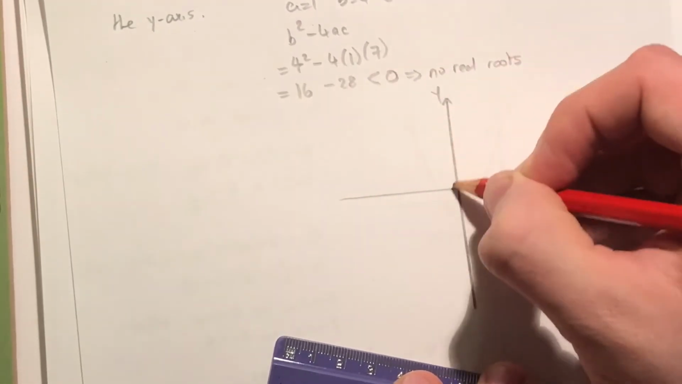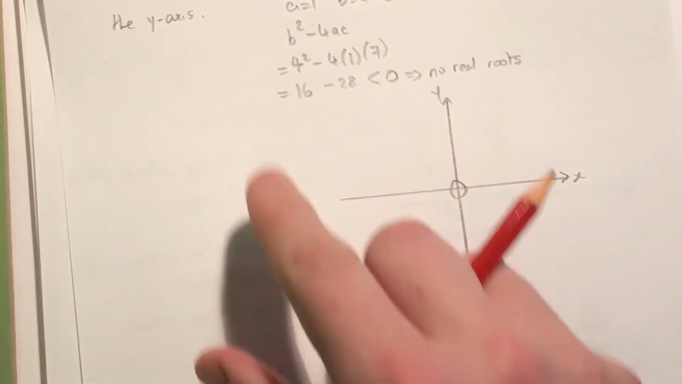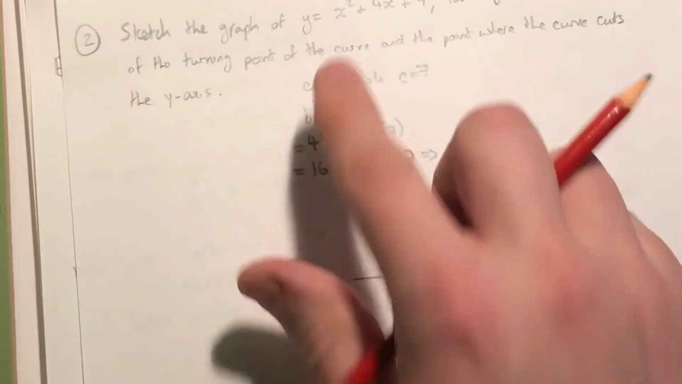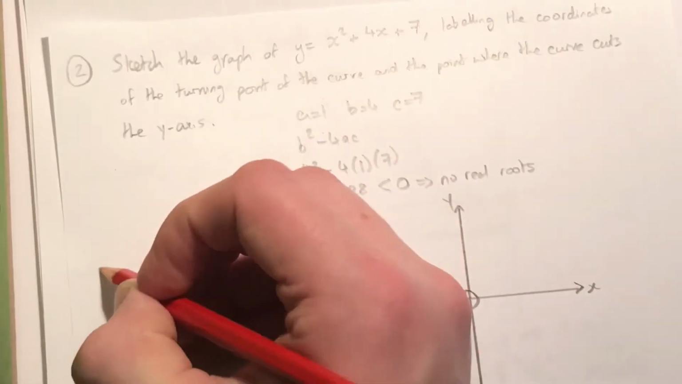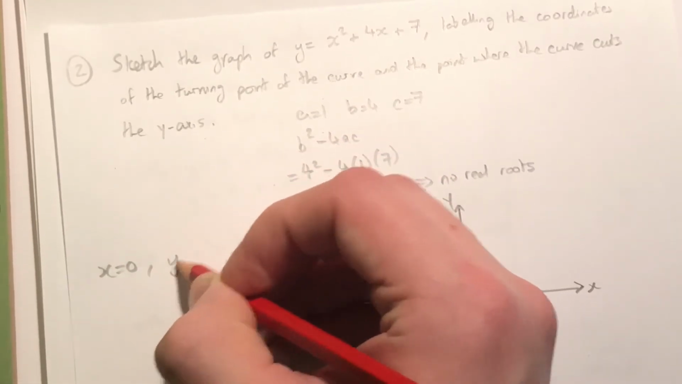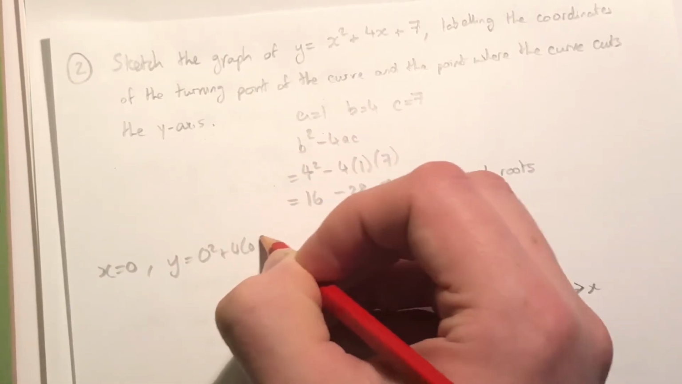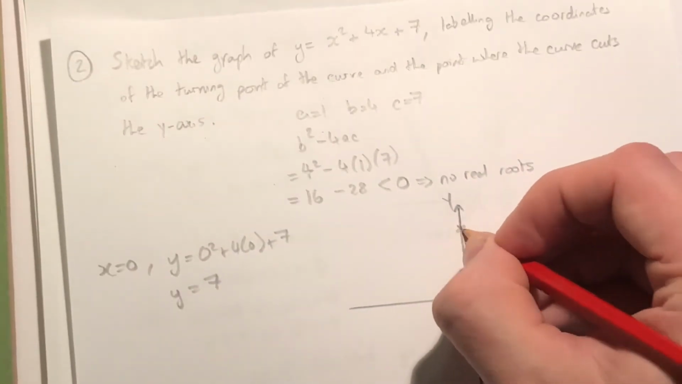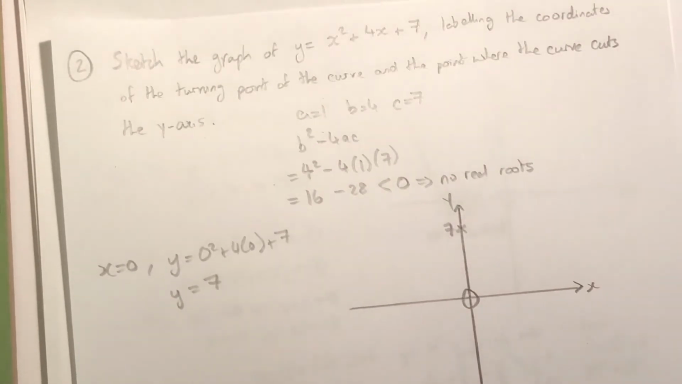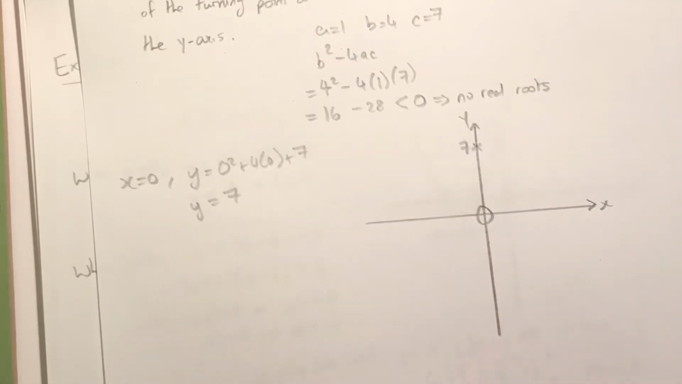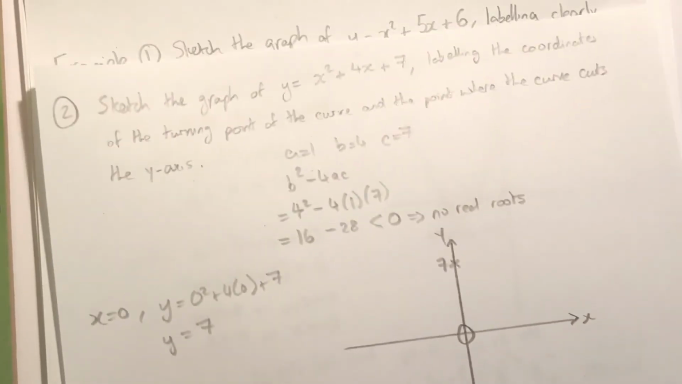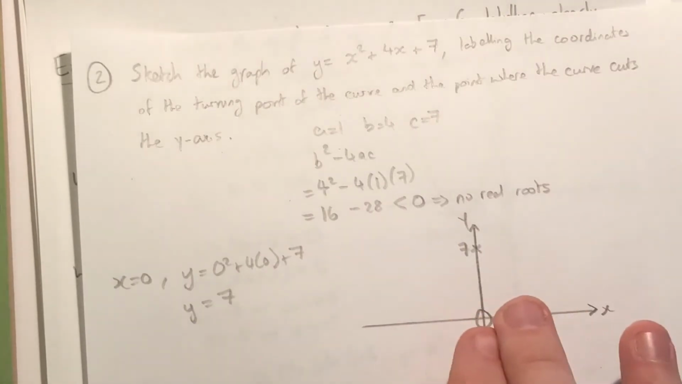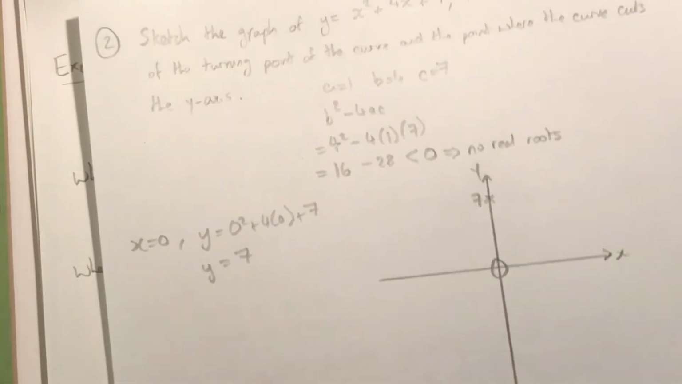X, Y, and the origin. First, after we've drawn the axes, was to find the y-intercept. So remember, this is when x is equal to 0. So when x equals 0, y equals 0 squared plus 4 times 0 plus 7, which we can see is going to be 7. So 7. Okay. We know it's not going to cut the x-axis at all. So let's just go straight to completing the square, because obviously we have no roots to find the midpoint from. Complete the square with this, and that should tell us the turning point.